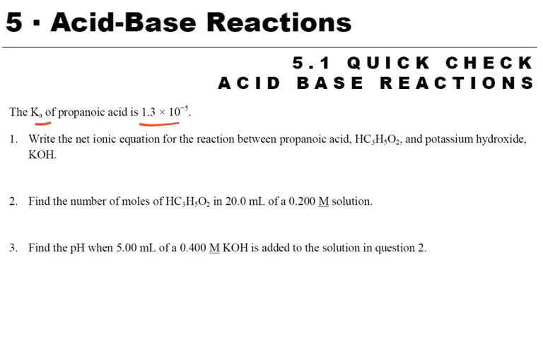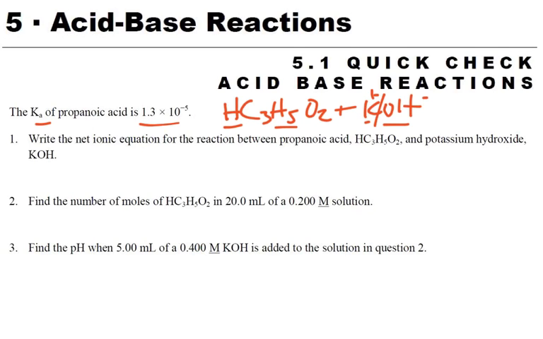So first, write the net ionic equation for the reaction between propanoic acid and potassium hydroxide. So we're talking about HC3H5O2. We're going to mix that with potassium hydroxide, and the OH and the H are going to turn into water, and we're going to get potassium propanoate out of this.